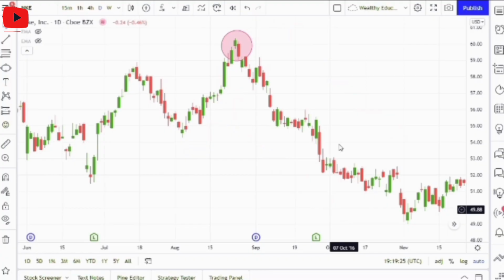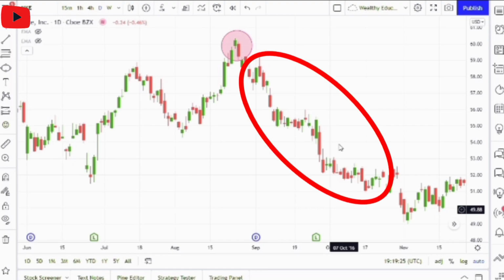Now, let's find out where you need to take your entry when the evening star candlestick pattern forms. When the evening star candlestick pattern is complete, you need to take your entry at the closing point of the green candle that forms after this red candle, and you have to keep your stop loss at the closing point of the doji candle. After that, you can hold it according to your risk management and book your profit.